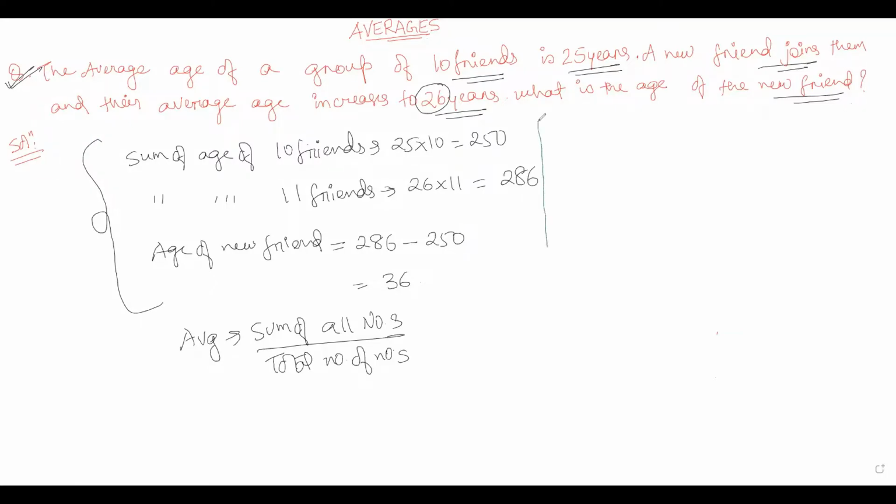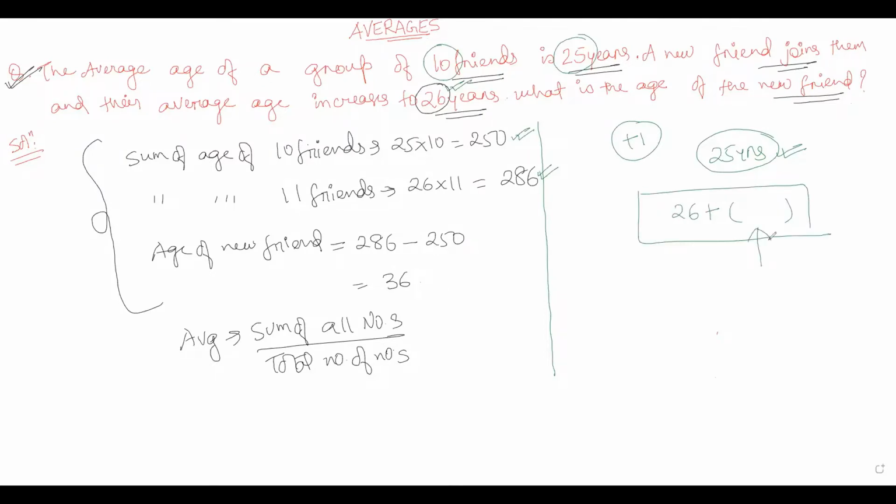Okay, so now let us see an alternate way of doing the same sum without calculating these numbers. It has been given that the average of these 10 friends is 25 years, and when the new friend joins them, the average increases to 26 years. So that means the average increased by 1 year. If the new friend's age would have been 25 years, in that case, the average of all these 11 friends would have remained the same, that is 25 years, but it has increased to 26 years. So I can say that the new friend has the age of 26 plus some additional number.